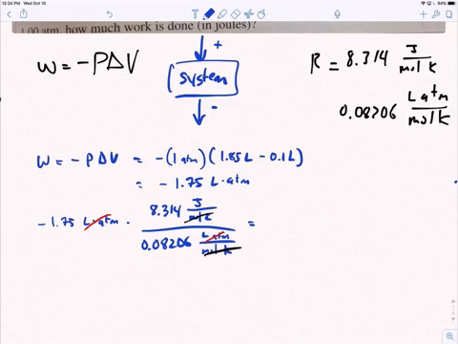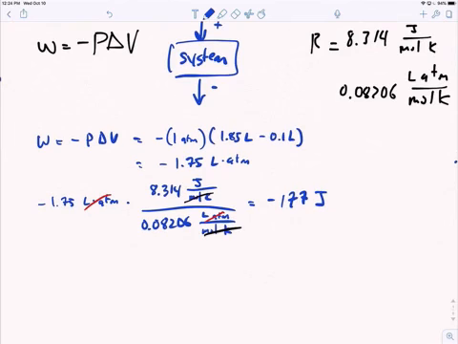0.08206. Yeah, it's 101.3 times 1.75. So we're getting minus 177. Let me think, we have 3. Yeah, we have 3 joules. And then you're like, what's the answer?